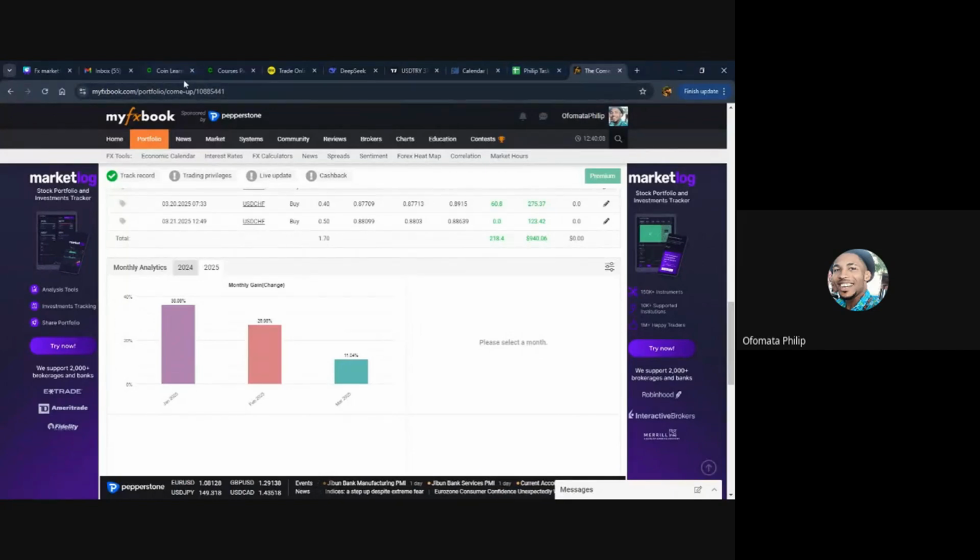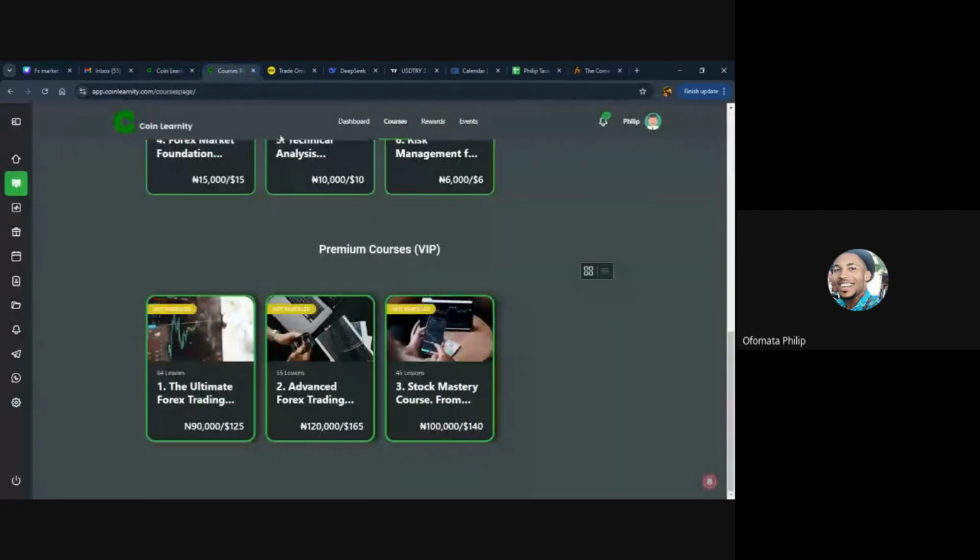Then just go for the advanced forex trading course or the ultimate forex trading course. All right, and your eyes will just open. I don't want to say much about this. Your eyes will be open and you'll be marveled about what we are talking about in the premium VIP course. These are smart money concepts, these are advanced concepts.